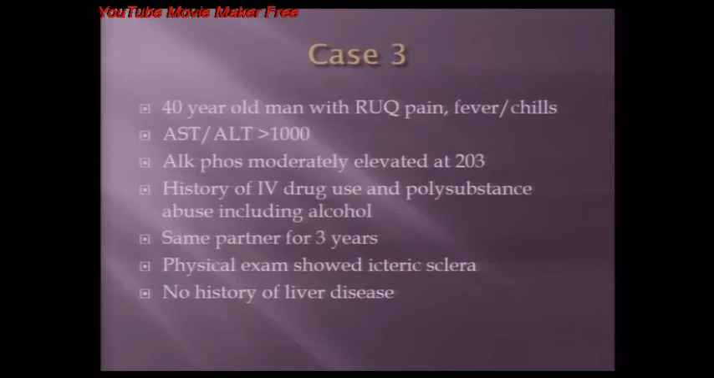he's got quite the history also: IV drug use, polysubstance abuse, alcohol. He says he has had the same partner for 3 years. He's getting a little jaundiced. Okay, no history of liver disease. So essentially an acute presentation with a hepatitic pattern.